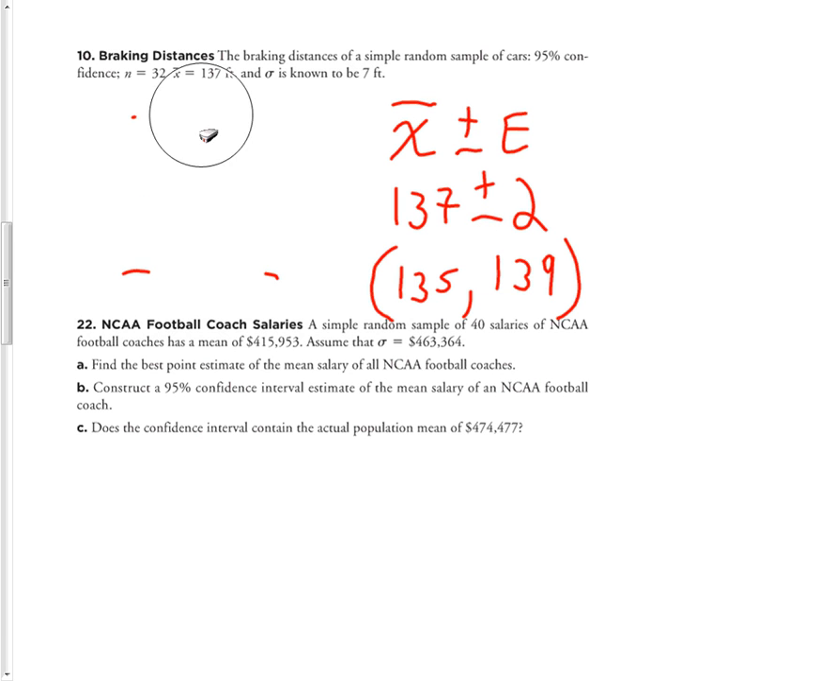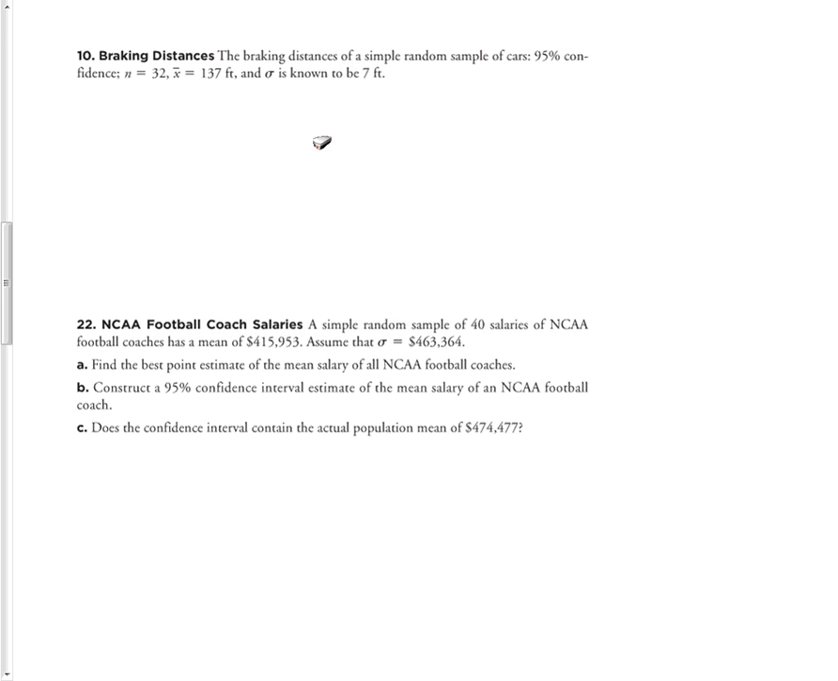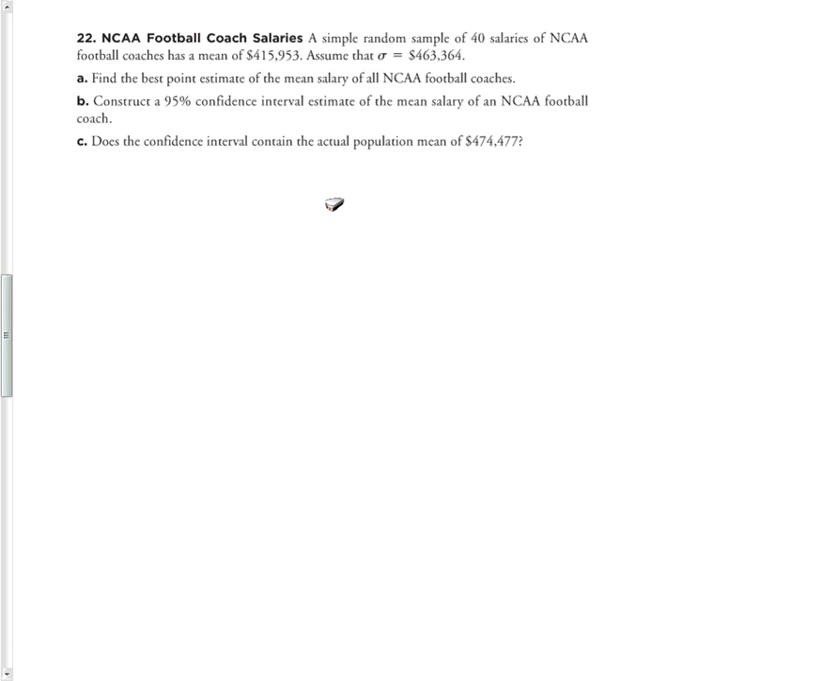Now we'll do a confidence interval using our TI-83 calculator. Let's take a look at number 22, NCAA football coach salaries. A simple random sample of 40 salaries of NCAA football coaches has a mean of 415,953. Assume that sigma is equal to 463,364. So they're telling us sigma. The fact that they use the symbol sigma means they're giving us the population standard deviation, even if they don't say it explicitly.